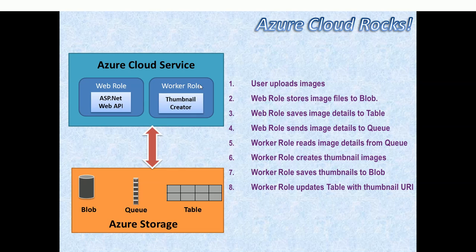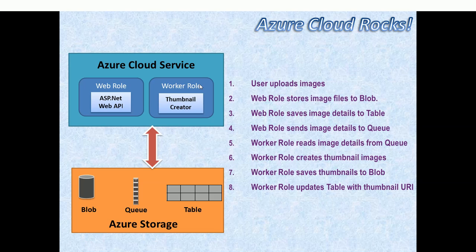So why do we need to send the image details to queue? There comes the role of worker. The thumbnail creator will fetch the details. The worker role will read the image details from the queue, and it will create a thumbnail image for each image, each photo you upload. It will create the thumbnail, and it will save it back to the blob. Ultimately you have to save the thumbnail somewhere so that you can fetch it.